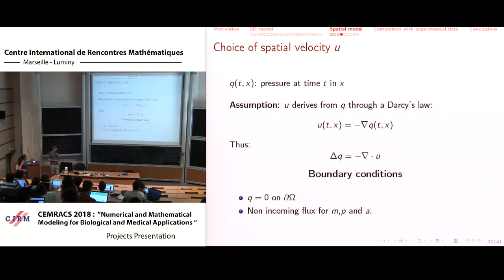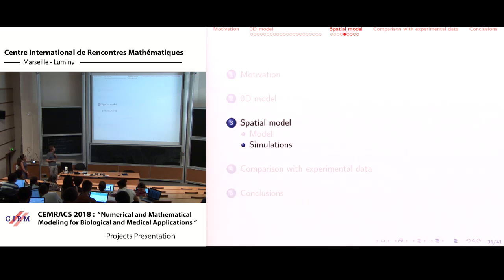For the sake of simplicity, we take homogeneous Dirichlet boundary conditions, but the biological relevance of this choice has to be discussed. And we also take non-incoming flux for M, P, and A. That means that cells can escape the domain, but no cells can enter from the outside. So now we'll present you some simulations with the spatial model.